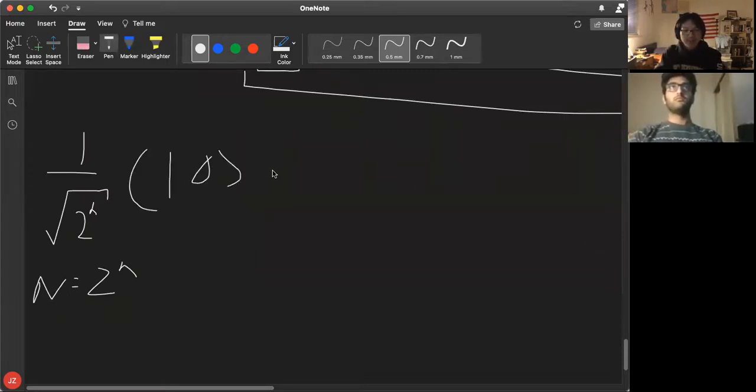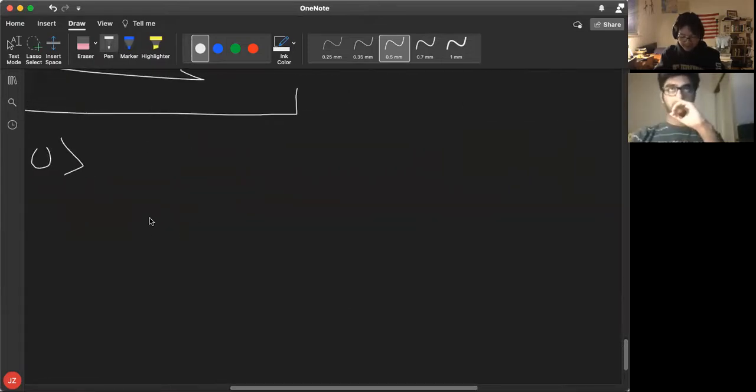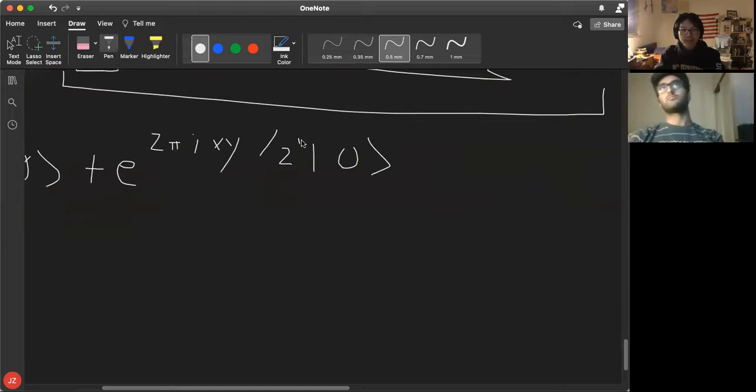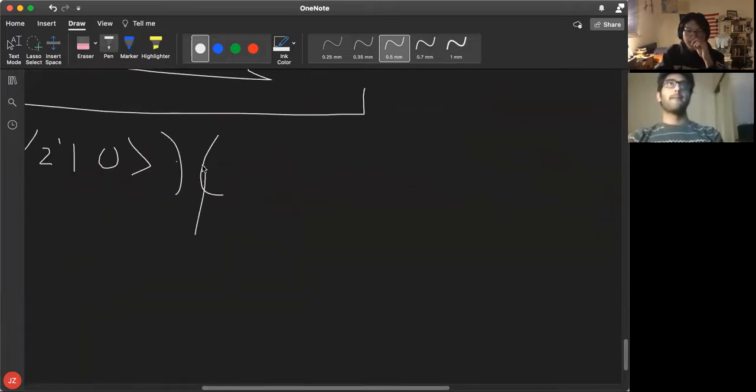So I have ket 0 plus e to the 2 pi i x y over 2, and this would be 2 to the 1, and then you'd have ket 0 here. And then I could have the same thing, except now that exponent would be 2 to the power of 2, 2 to the power of 3, and you just see a bunch of these terms in parentheses, and there's an implicit Kronecker product hanging around here, which just means that all these individual qubit states can be combined together. So we'd have ket 0 here, plus e.